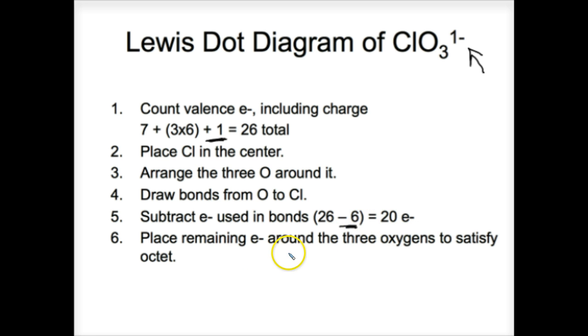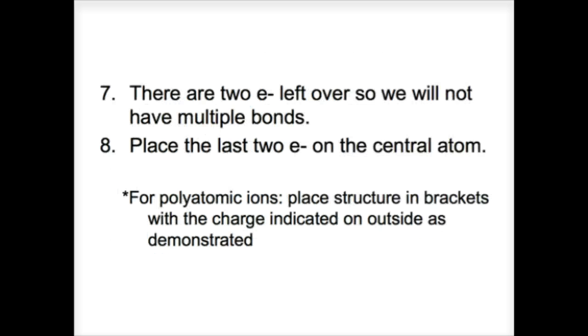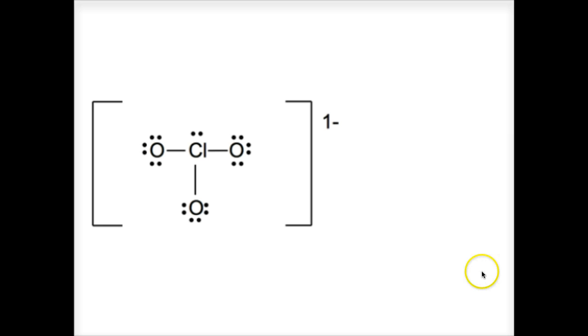You should place the remaining electrons around the 3 oxygens to satisfy the octet. You should notice there are 2 electrons left over. If I have leftover electrons, there's no multiple bonds. The last 2 electrons have to be placed on the central atom. Now, the one thing we didn't talk about that you do notice now is that whenever you do a polyatomic ion, you always place the entire structure in brackets. And we put the charge on the outside, so you get this as your final, what it should have looked like.